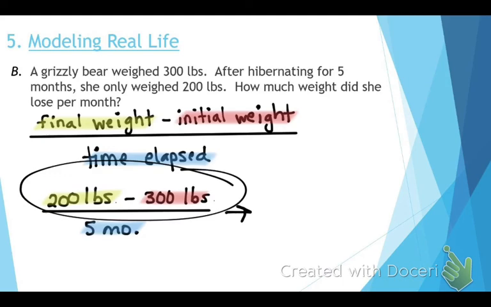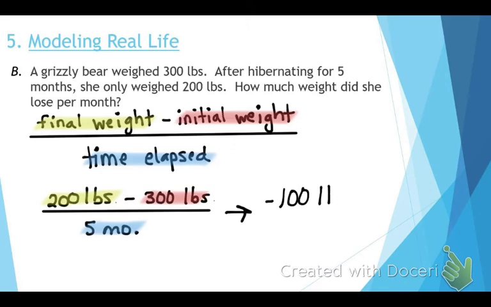What's 200 minus 300? Negative 100. Thank you for saying negative 100. Okay, she lost weight, so it's got to be in a negative direction. Over, I'm going to keep that down at the bottom. What did it say at the bottom? 5 what? Remember, keep those units for me.